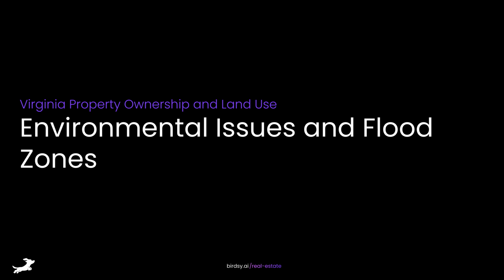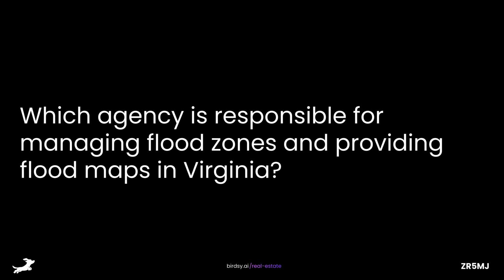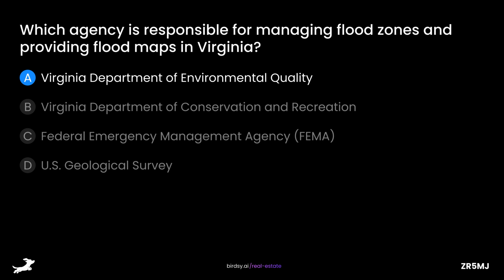Environmental issues and flood zones. Which agency is responsible for managing flood zones and providing flood maps in Virginia? Is it A, Virginia Department of Environmental Quality, B, Virginia Department of Conservation and Recreation, C, Federal Emergency Management Agency, or D, U.S. Geological Survey? The answer is C, Federal Emergency Management Agency.